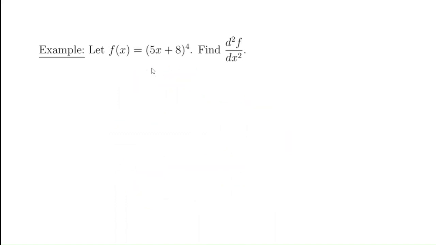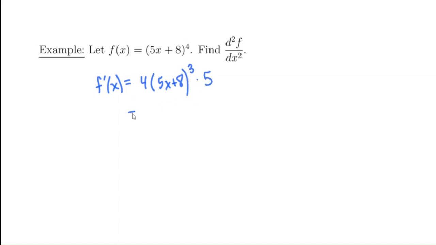Moving on, here's one where we're going to need to use the chain rule. So what is the second derivative? What is f double prime of x, or d squared f dx squared, for this function? Well, let's take the first derivative. F prime of x is going to be, well, we have something to the fourth power. The derivative of something to the fourth power is going to be 4 times that something to the third power, and then times the derivative of the something.